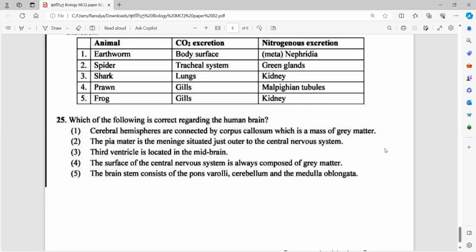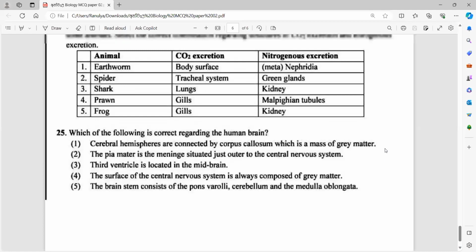So what does the brain stem consist of? Midbrain, pons varolii and medulla oblongata. Not the cerebellum. Midbrain, pons varolii and medulla oblongata.